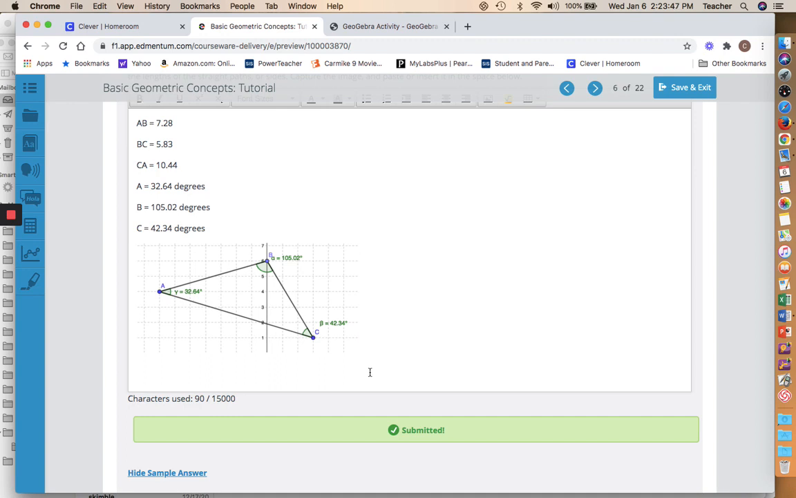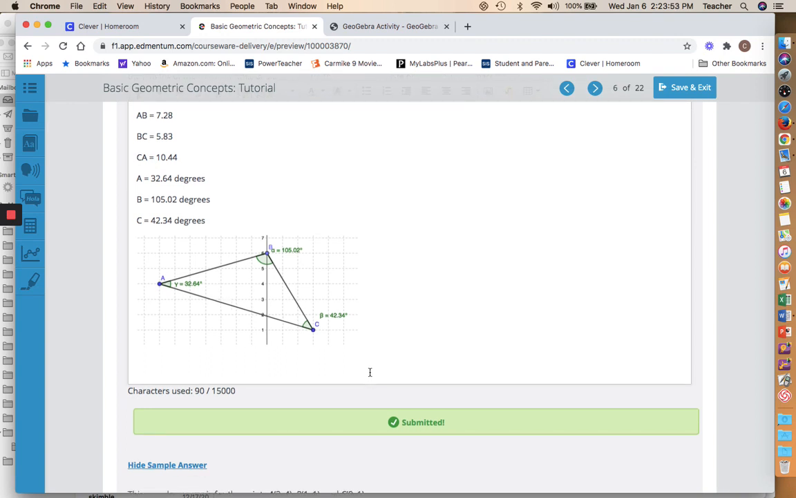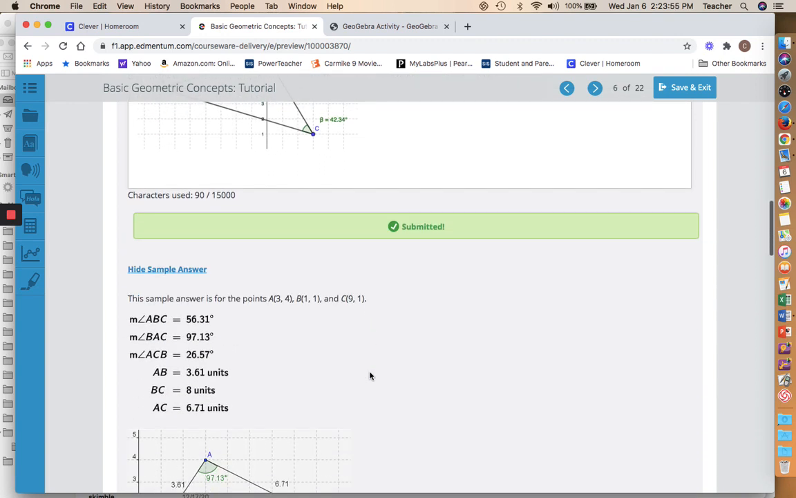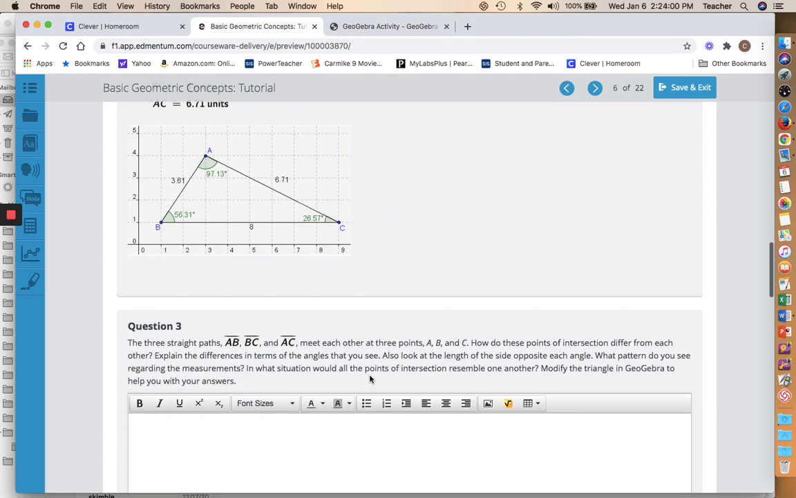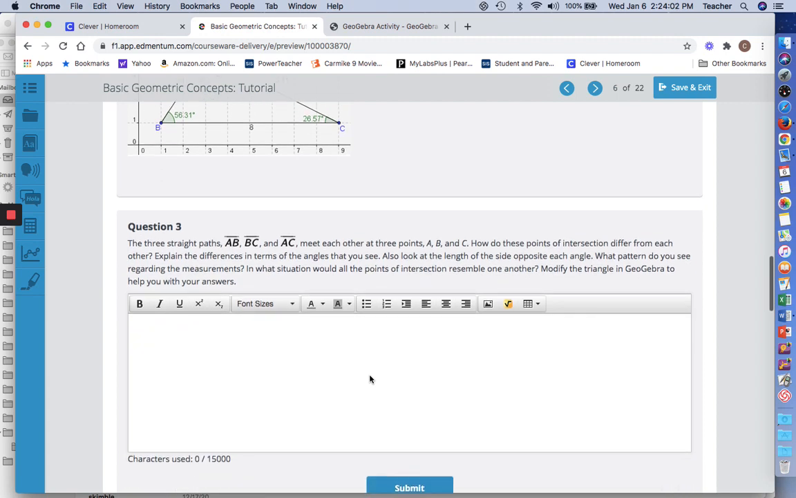You'll notice if you're working in the same room with someone else that your answers are different than theirs, depending on where they put their points A, B, and C. Sample answer, different from mine. All right, question number 3.